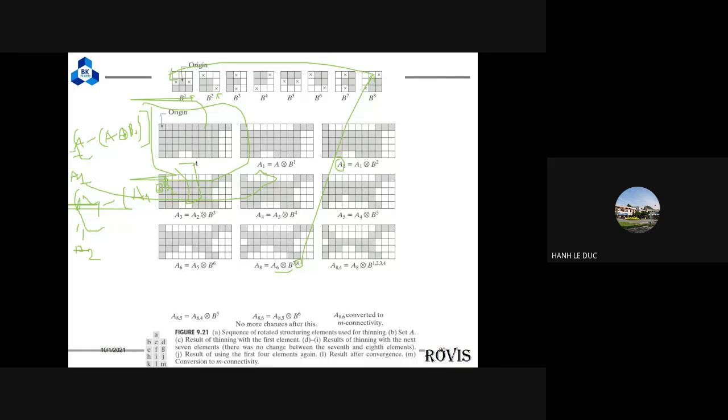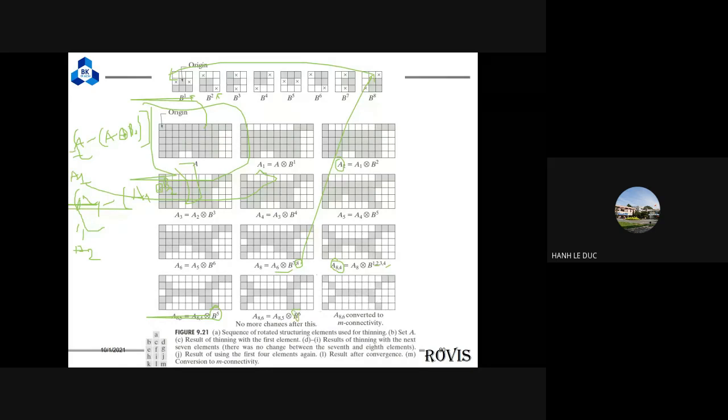Another iteration with B1 to B4, and you have this one, and then you have B5, and then B6. And when you apply B7, they do not change anymore. So this is the result. You can see the thinning, this one. Thinning. Okay.